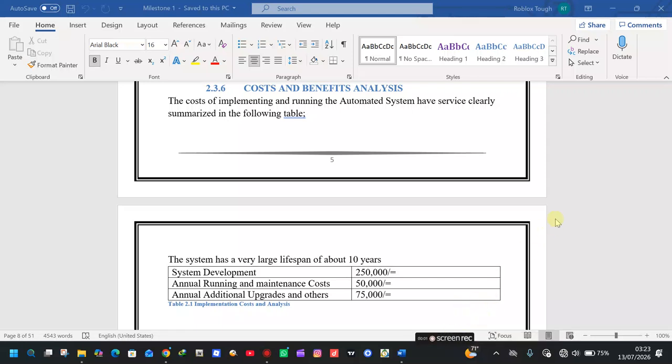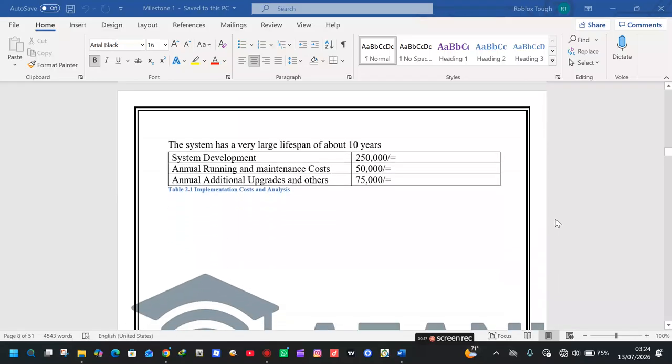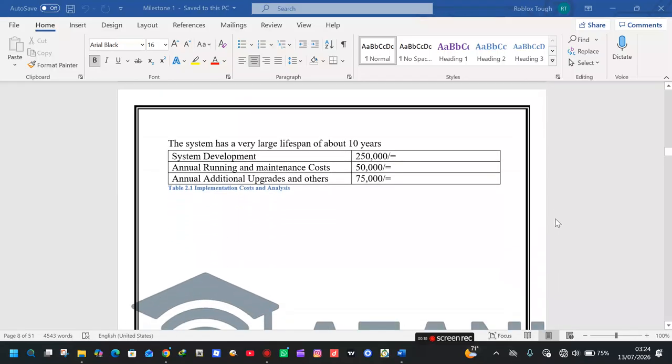Let's go through the Azani ISP management system milestone 1 part 4, sorry. So the cost and benefit analysis. The costs of implementing and running the automated system are clearly summarized in the following table. So the system has a very large lifespan of about 10 years.